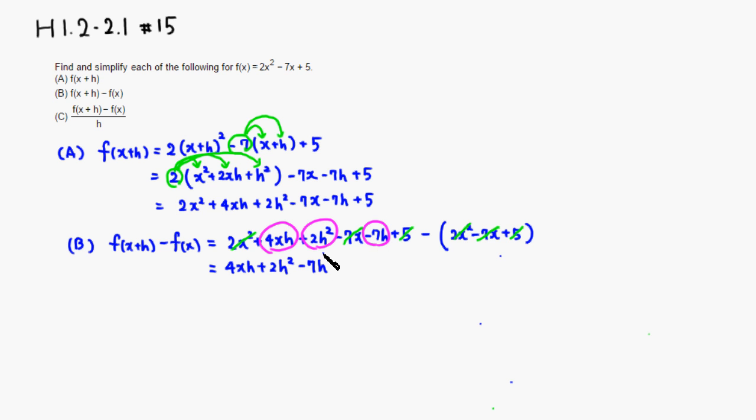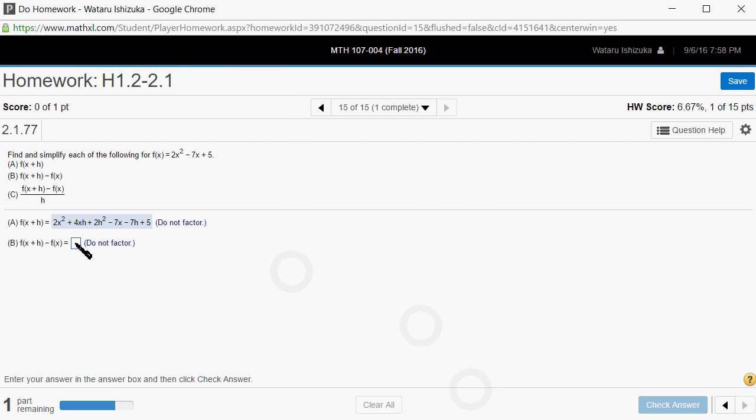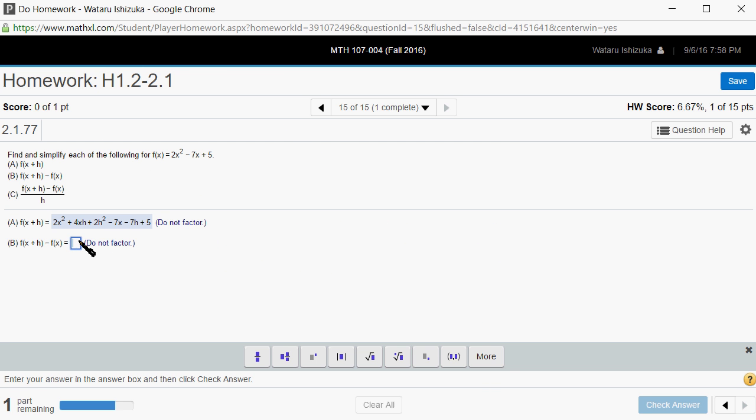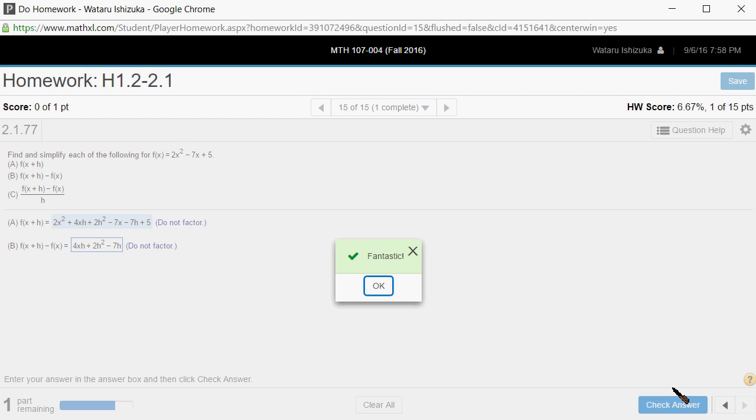Alright, so let's type it in. So what we found was 4xh plus 2h squared minus 7h. So let's check the answer. Alright, so we got that.